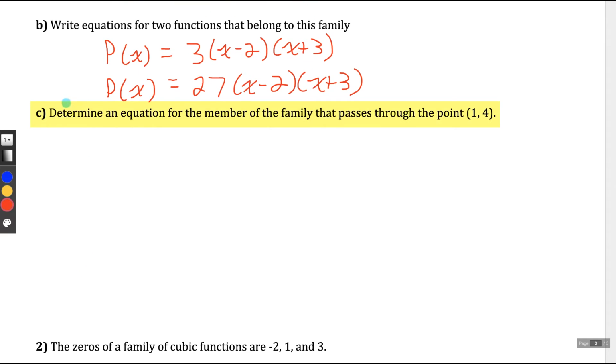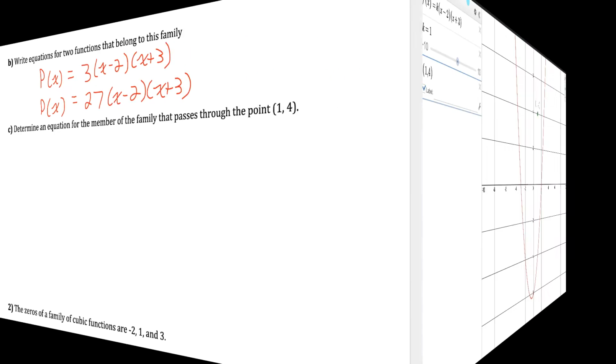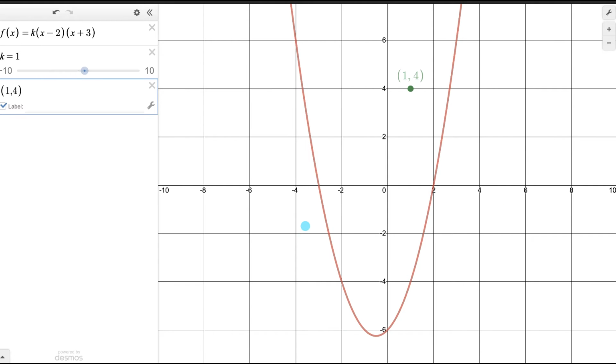Part C says, determine an equation for the specific member of the family that passes through this point 1, 4. Let me show you in Desmos what I mean by this. Okay, so I have Desmos graphing the polynomial function right now that has a k value of 1. So I wrote the equation of the family, k times x minus 2 times x plus 3, and I let k equal 1. Notice it doesn't pass through the point we want, 1, 4.